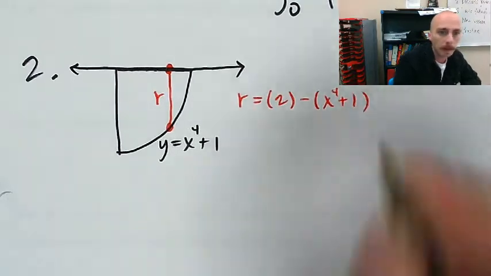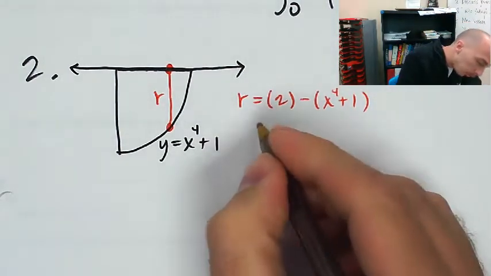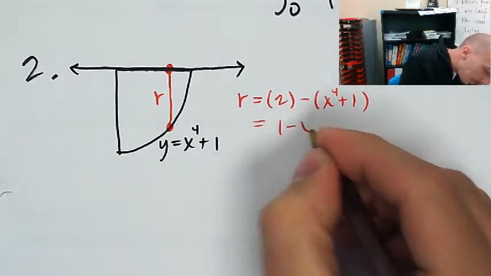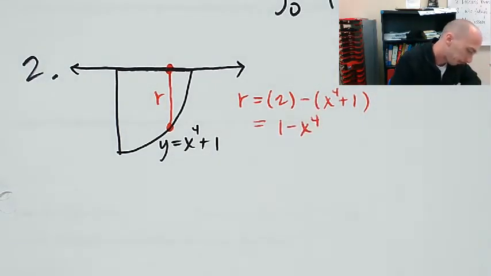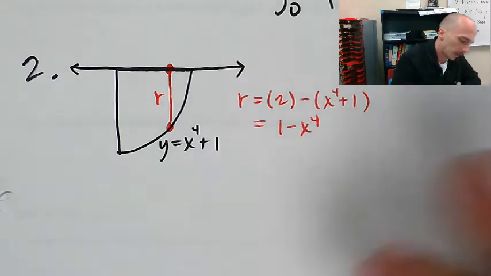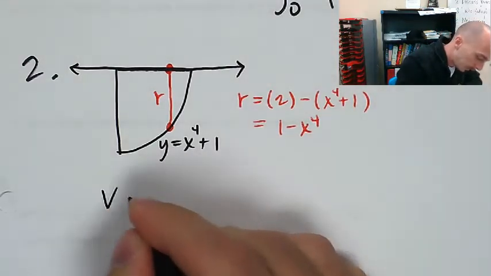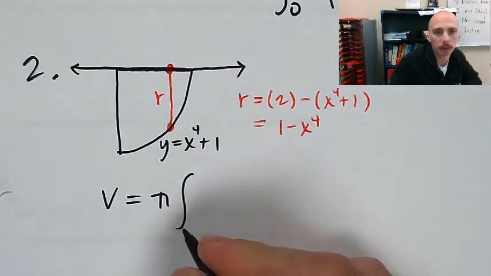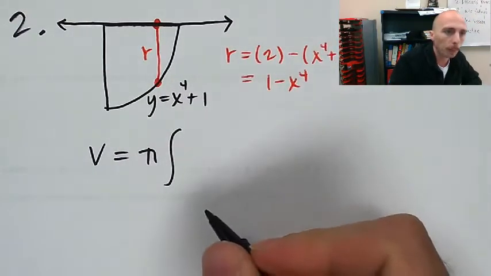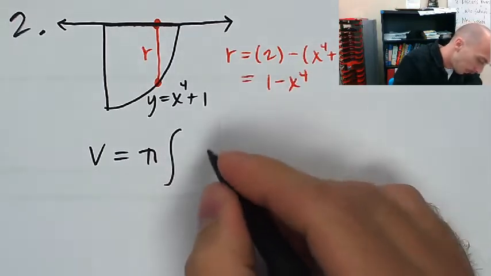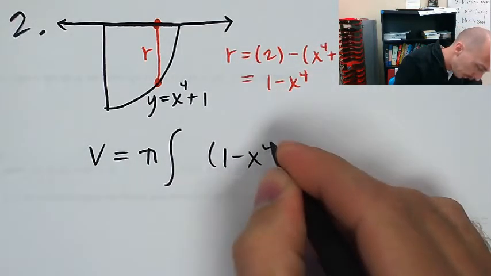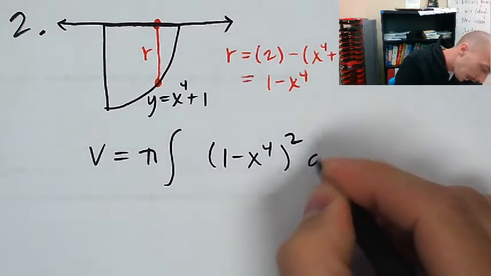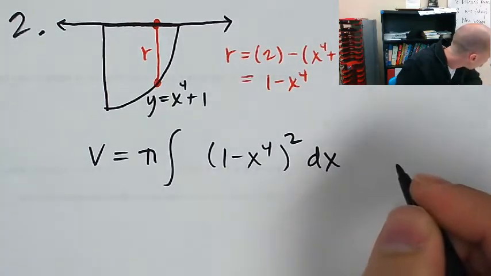Okay. And, well, that'll just be equal to 1 minus x to the 4, right? Okay. That's going to be my radius. Now, we know that volume is equal to the integral of pi r squared. We can always factor a constant out of an integral. So pi times the integral of r squared as x runs from, it looks like 0 to 1.